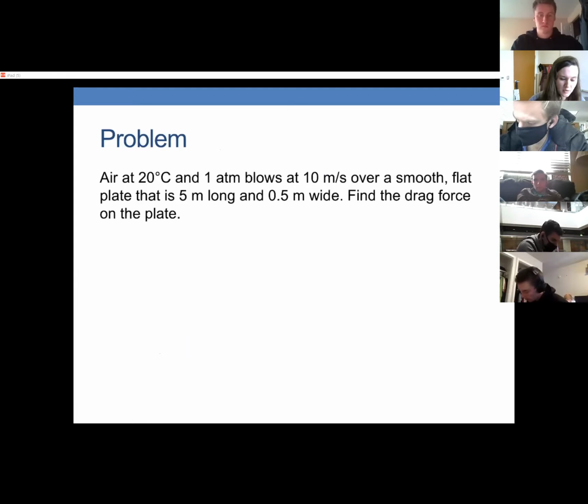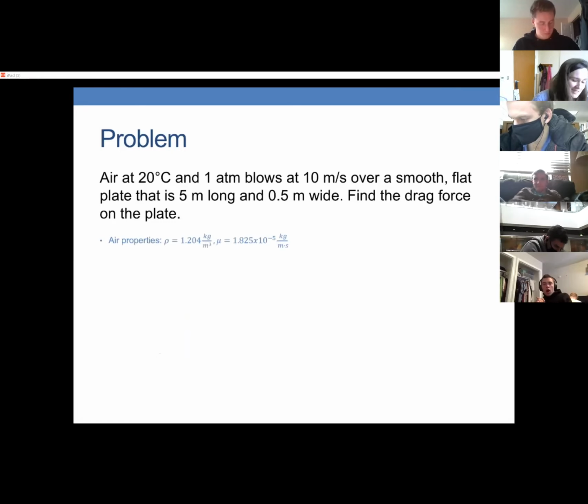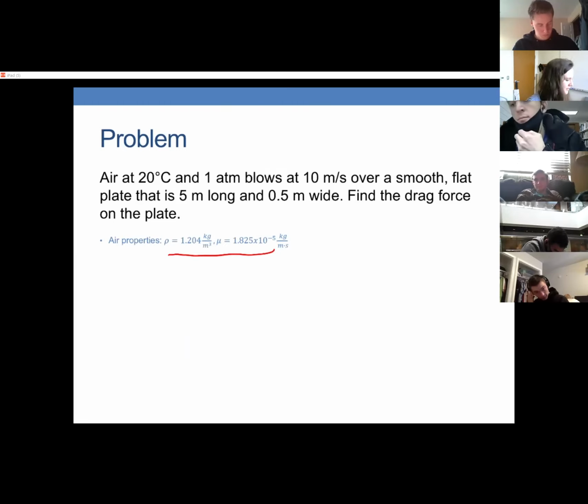Problem: air at 20 C in 1 atmosphere blows at 10 meters per second over a smooth flat plate that is 5 meters long and 0.5 meters wide. Find the drag force on the plate. I use 20 C on purpose because the properties, the density and viscosity of air at 20 C, are just in the table in the back or front of your book, depending on the edition.